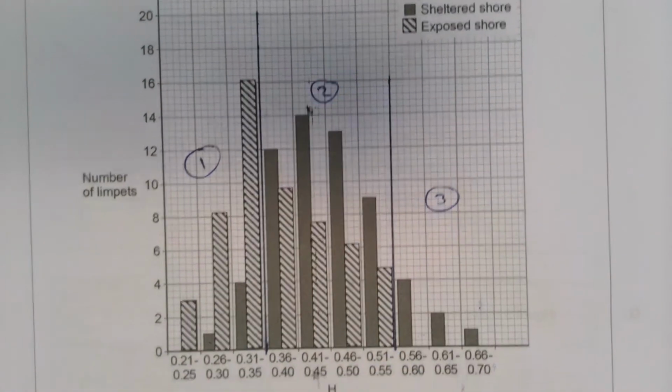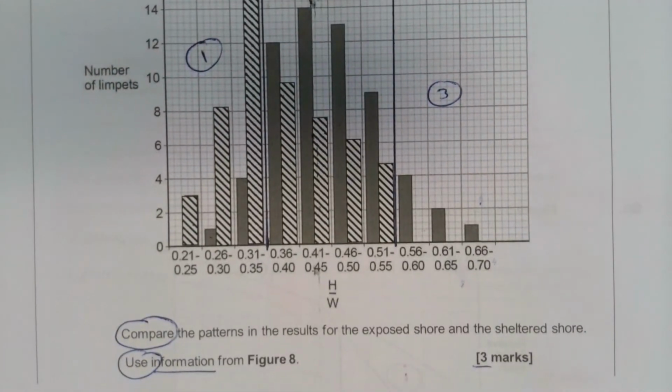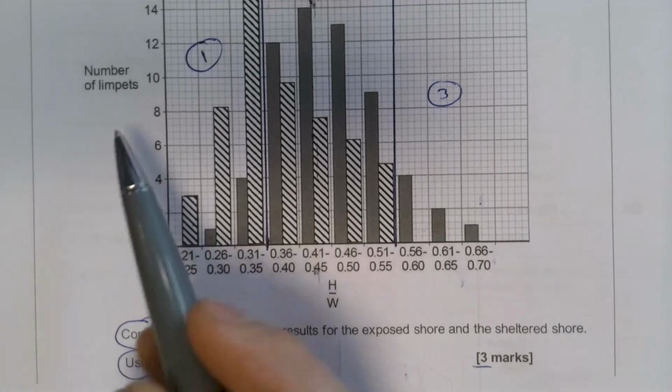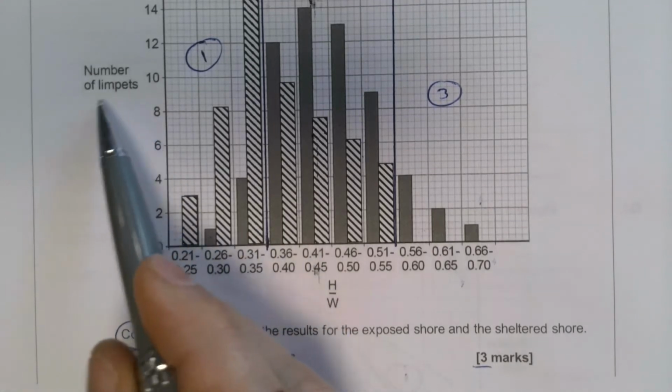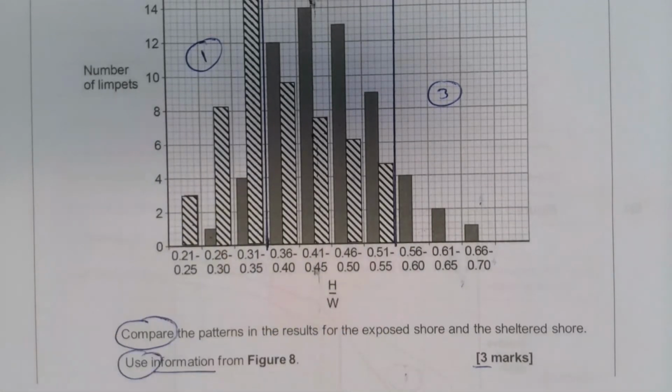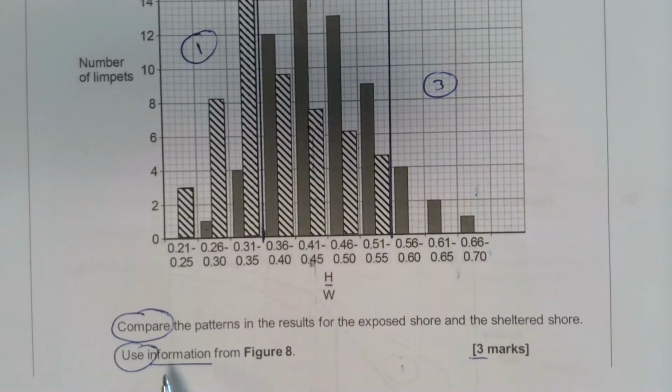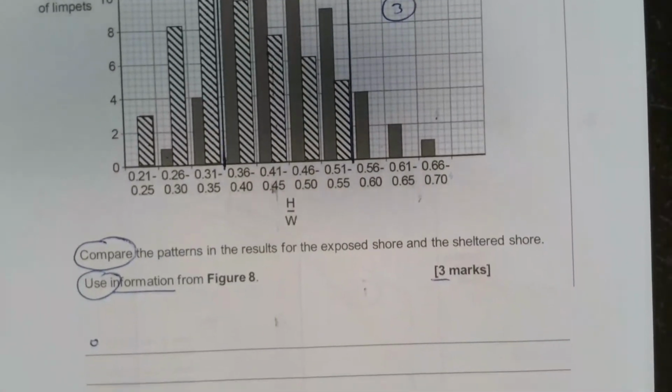Okay, now the axis labels in this are horrible. H over W, I've no idea what that means. It doesn't matter. It doesn't matter about the fact it's limpets, number of limpets. I have to use information from figure 8, so you may be a world expert on limpets, but unless you use the information you're provided, you're not going to score any marks for it at all. So let's see how I structure the first one of these.